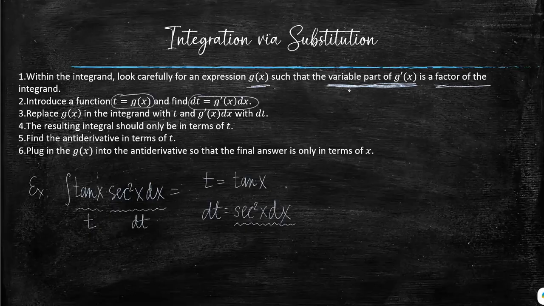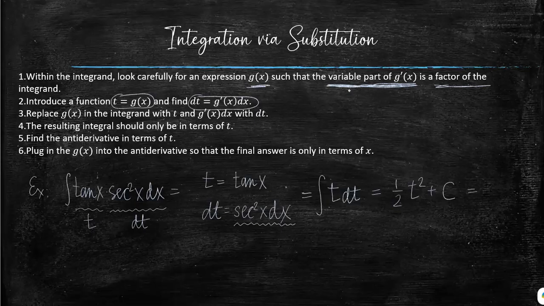Now step 3 says replace g of x in the integrand. So we're going to write the integral and replace tangent x with t and g prime of x dx with dt. When you do that, you literally end up with nothing but a function of t. So now we're going to be treating t as a variable, and if you treat t as a variable, you see how this integral is pretty easy. It's just an antiderivative of t, which we know is equal to 1/2 of t squared plus c.